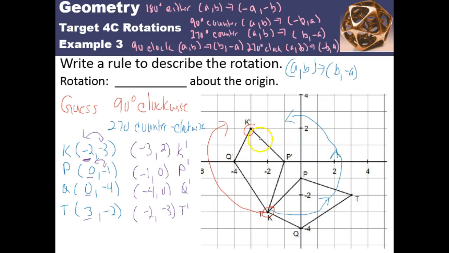So now I'm just going to check to make sure those are right. P prime is definitely the point (-1, 0), and Q prime is the point (-4, 0), and T prime is (-2, -3). So we did it correctly. So we rotated, we can either say 90 clockwise or 270 counter, so either one is correct. I'm just going to write 90 clockwise about the origin.